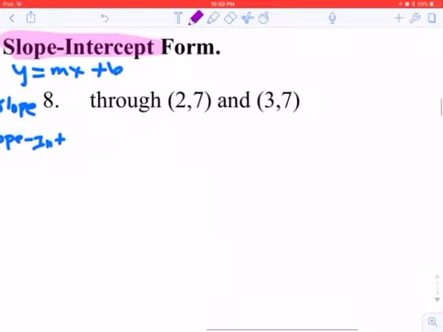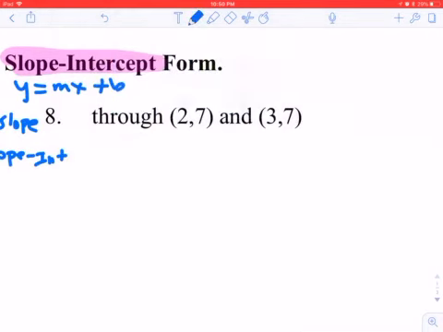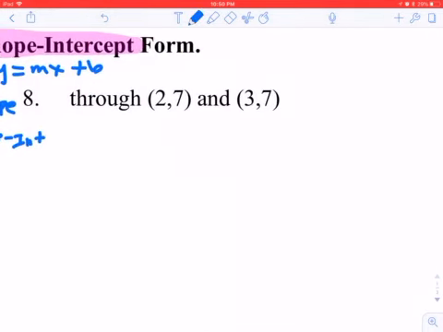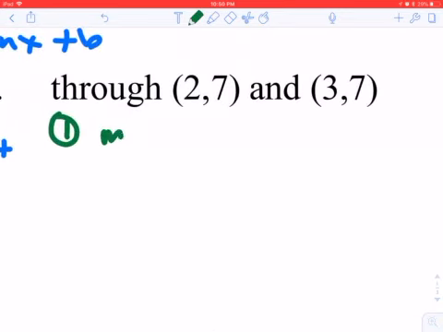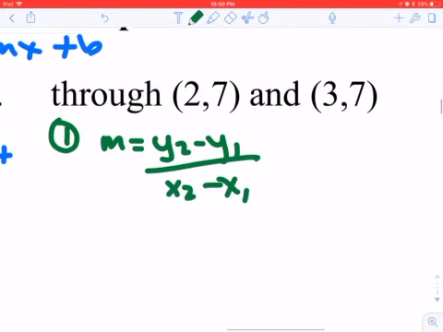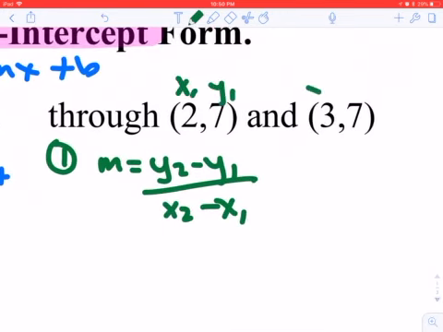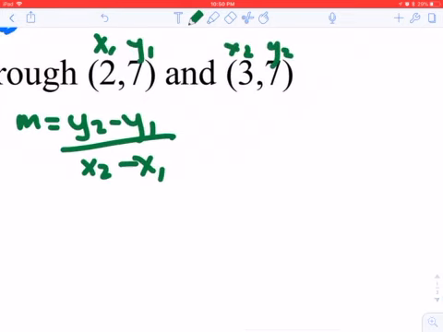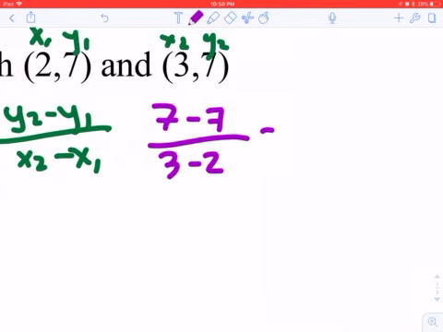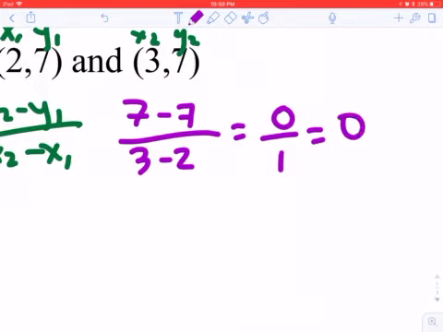Because look at number 8. So remember, first thing we have to do is find slope. This one, slope is not given to us. So you have to use the slope formula to find it. So it's first step. m is equal to y2 minus y1 over x2 minus x1. x1, y1, x2, y2. So I have 7 minus 7 over 3 minus 2. That's going to give me a 0 over 1, which is just 0.